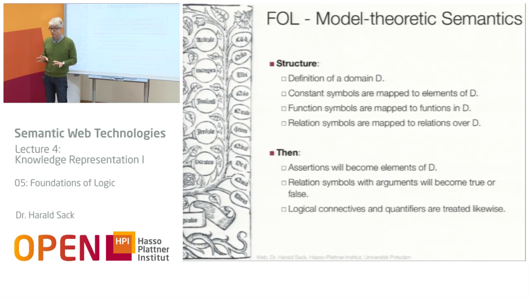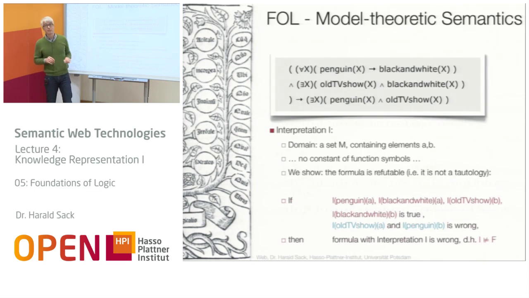Let's take a small example. So here we have a more complex expression given in first-order logic. So what does it mean? I try to translate it for you. All penguins are black and white. And some old TV shows also are black and white. Therefore, this implies that some penguins must be old TV shows. So okay, this doesn't make really sense, we know that. But on the other hand, we have to find a mechanism to prove this.